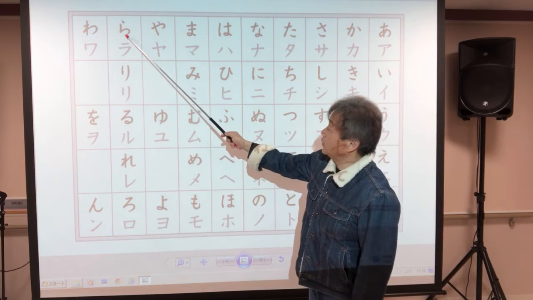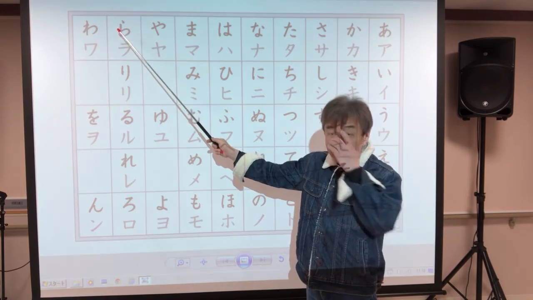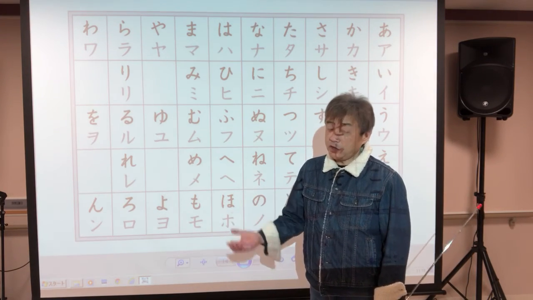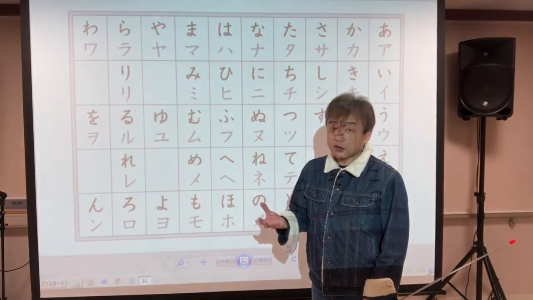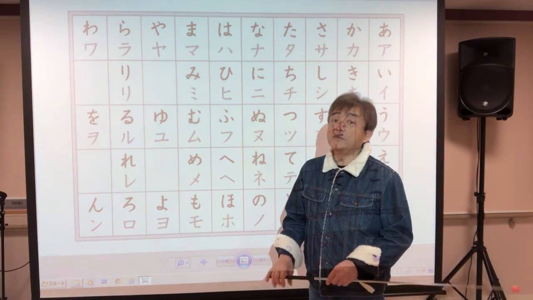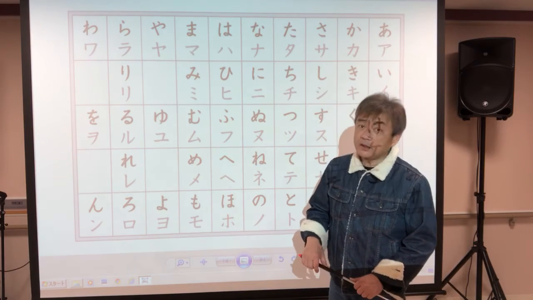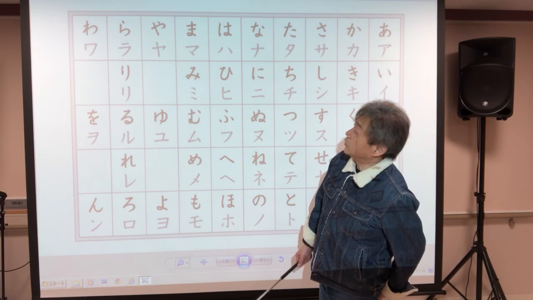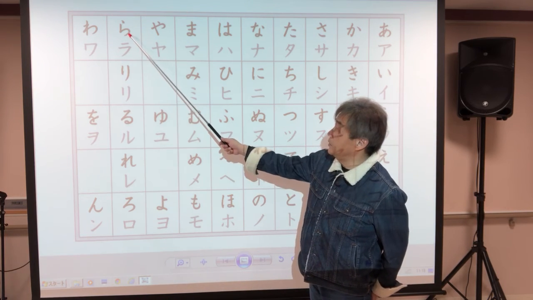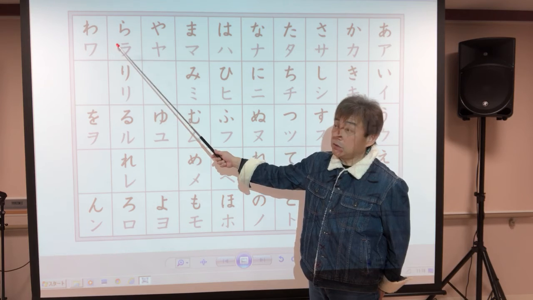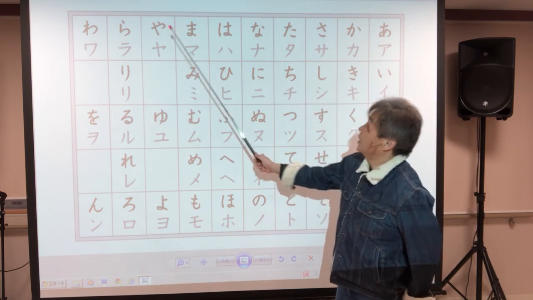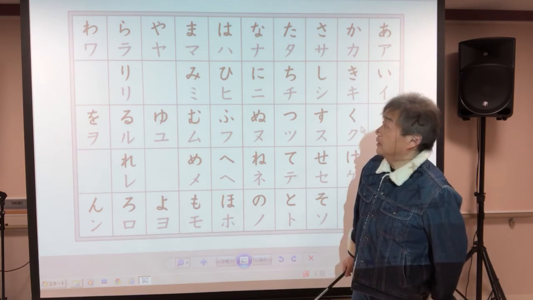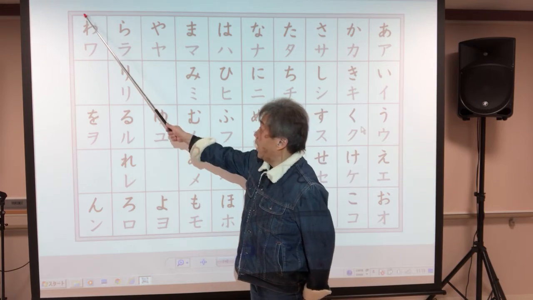The next line starts with sort of an R sound. Just for your information, in Japanese pronunciation, we do not have the R sound and L sound, and many of your English consonants either. So how to describe it? Well, I should say maybe this is very similar to the R sound. So ra, ri, ru, re, ro. Okay. The last one starts with W.